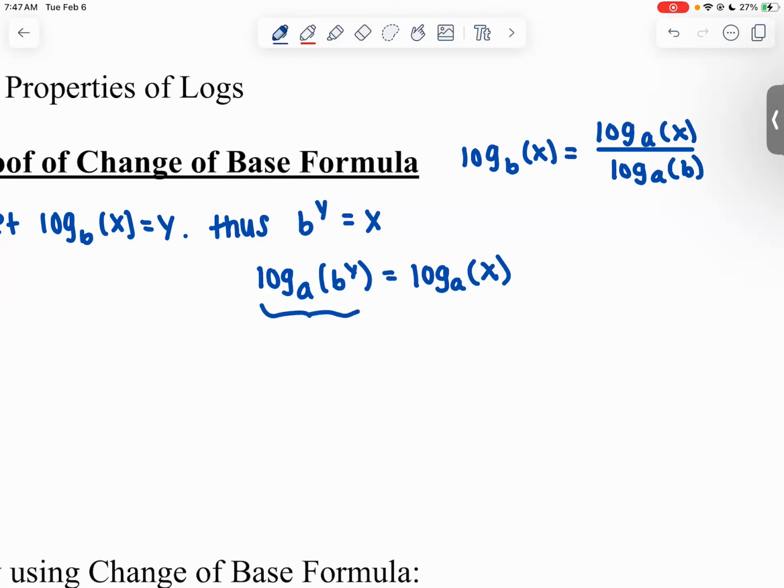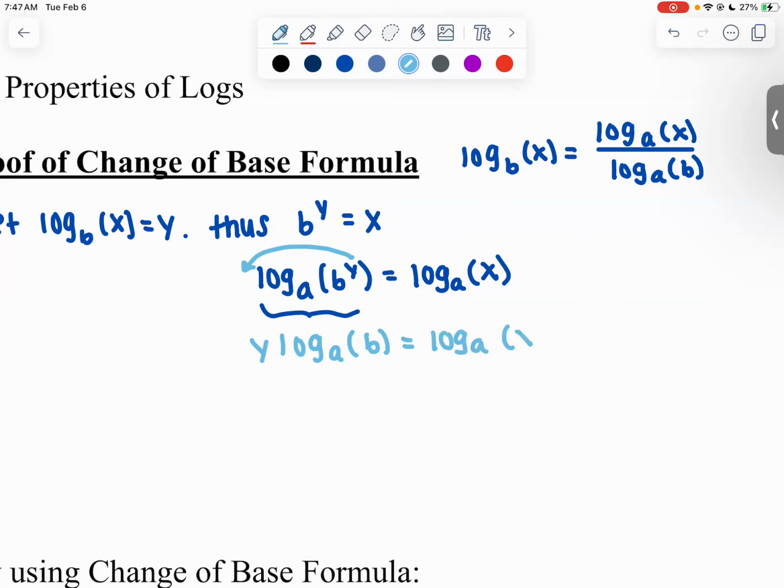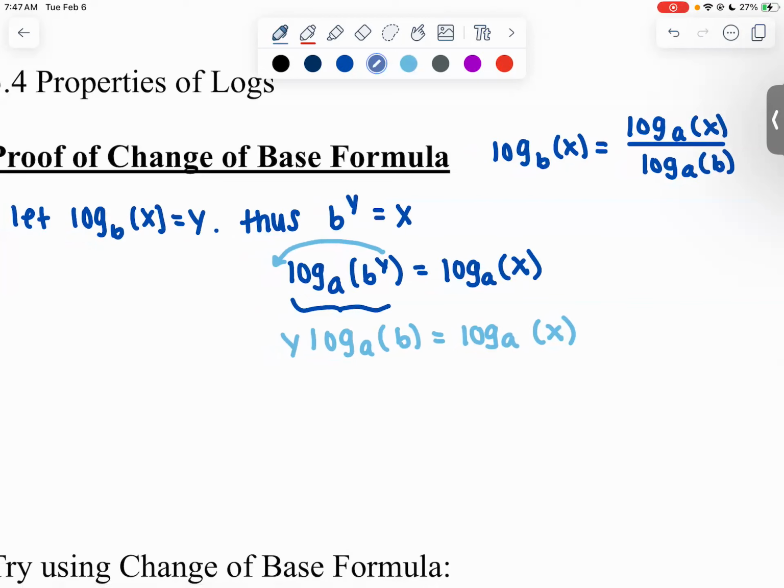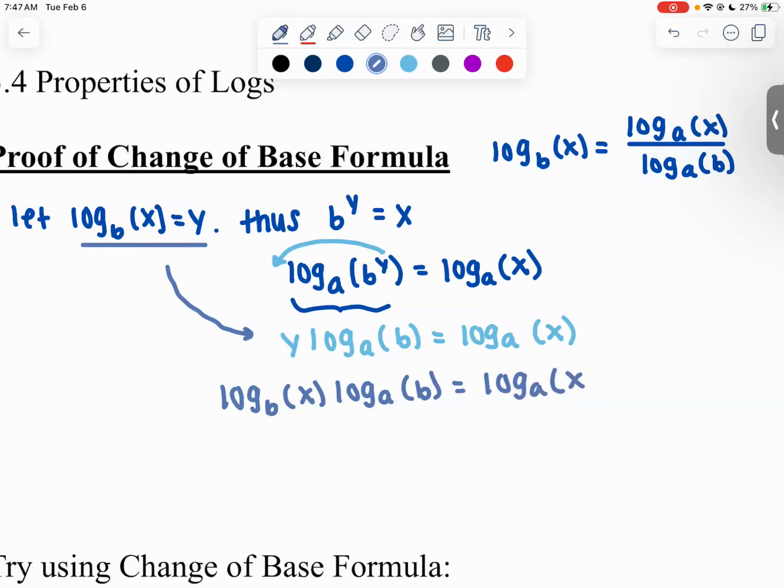Now the expression on the left-hand side uses one of our properties of logs that hopefully we remember from last class. We can take this exponent y and drop it down in front. So we rewrite this as y times log base a of b equals log base a of x. One of my initial assumptions was that y equaled log base b of x, so I substitute this in for y. I have log base b of x times log base a of b equals log base a of x.